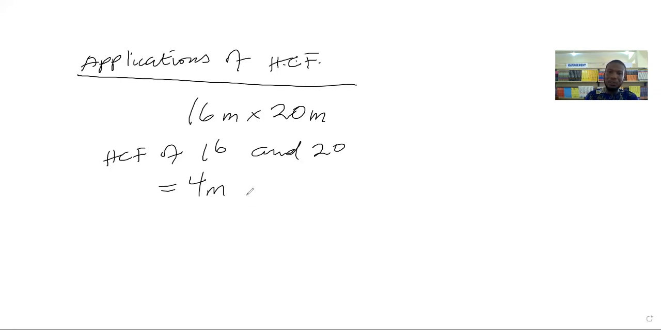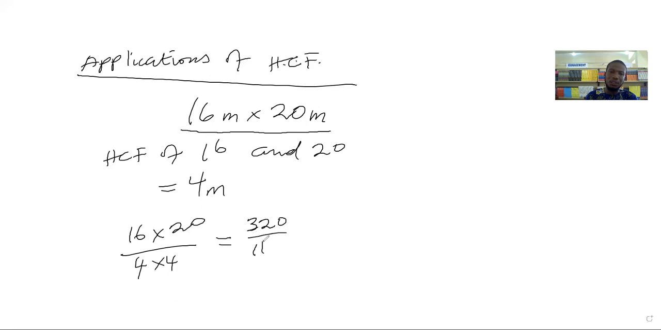Then the number of doormats you are going to get from this size of canvas is going to be 16 times 20 divided by 4 times 4. This one is the total area of your canvas, and this one is the area of each of your doormats. That is going to be 320 over 16, which will give us 20 doormats.